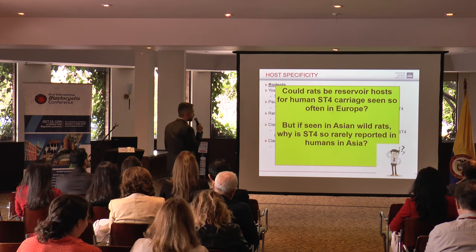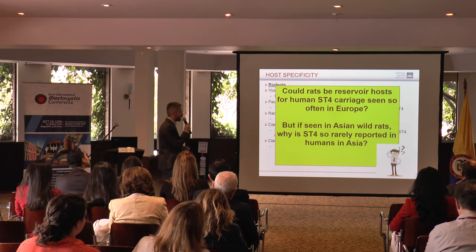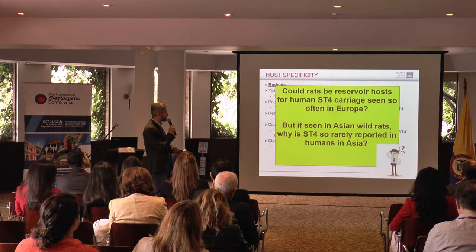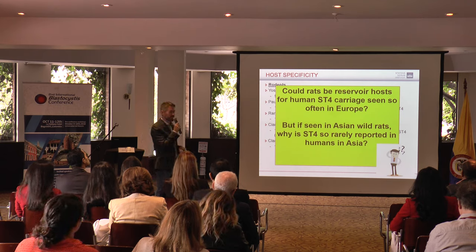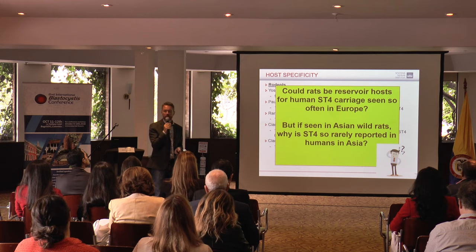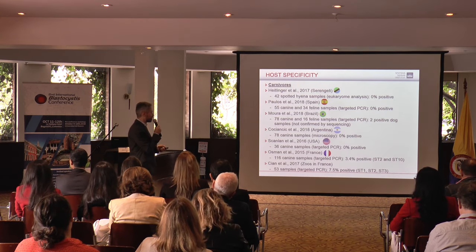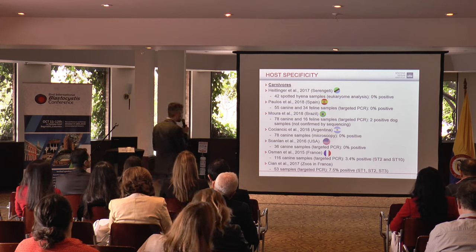But could rats be reservoir host for human subtype 4 carriage seen so often in Europe? But if so, if seen in Asian wild rats, why is subtype 4 so rarely reported in humans in Asia? So there are some questions here that we need some answers for.